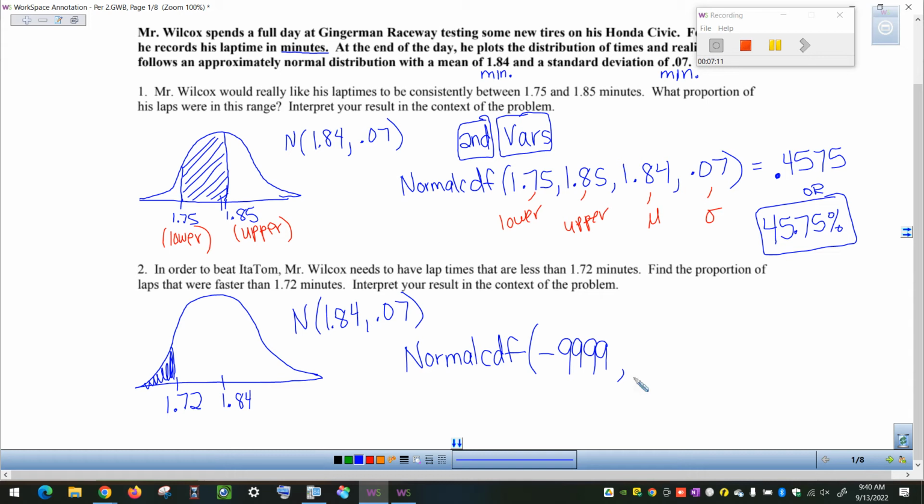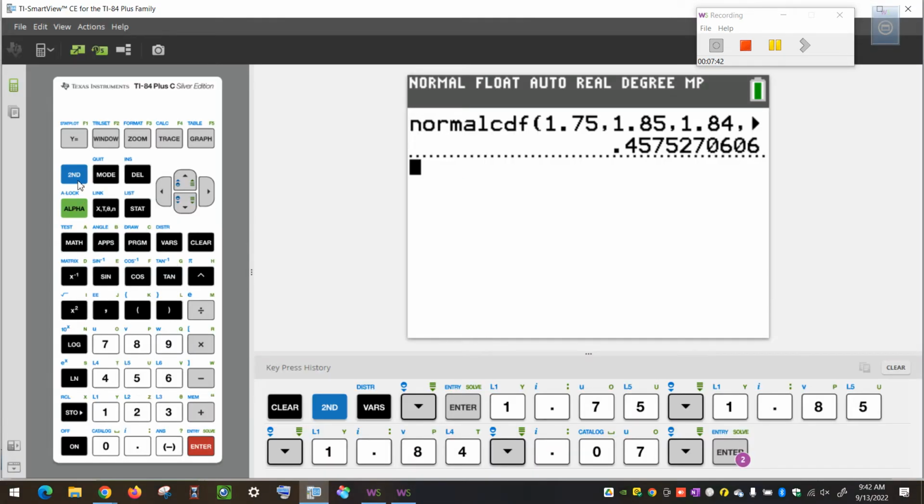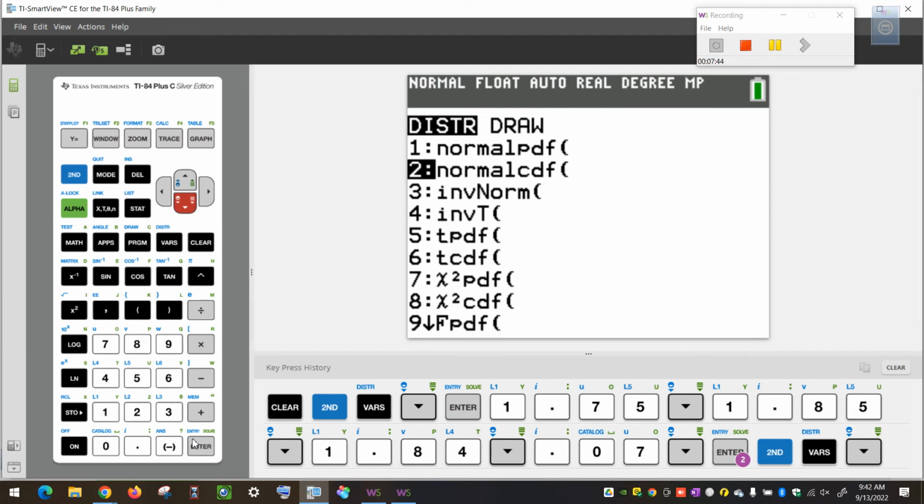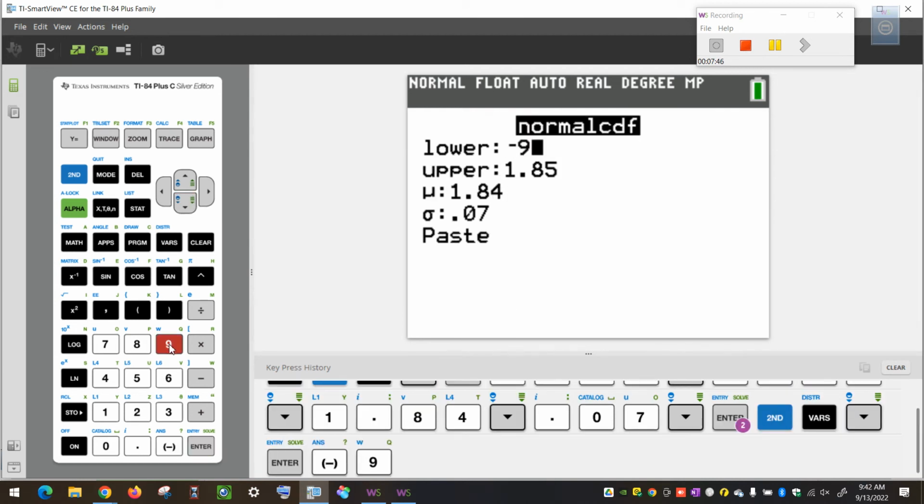This is going to be the upper end, which is the next label of our shaded region, and that is 1.72. And the last two entries are the same, 1.84 and 0.07. So let's go ahead and do that. So I'm going to do second VARS, normal CDF. And make sure that you're pressing the negative sign. Don't do a subtraction sign. You're going to get an error if you do that. So the negative sign is right down here below the 3. When I input the negative, it's a little bit smaller and a little bit raised up. So that's how you know it's there.